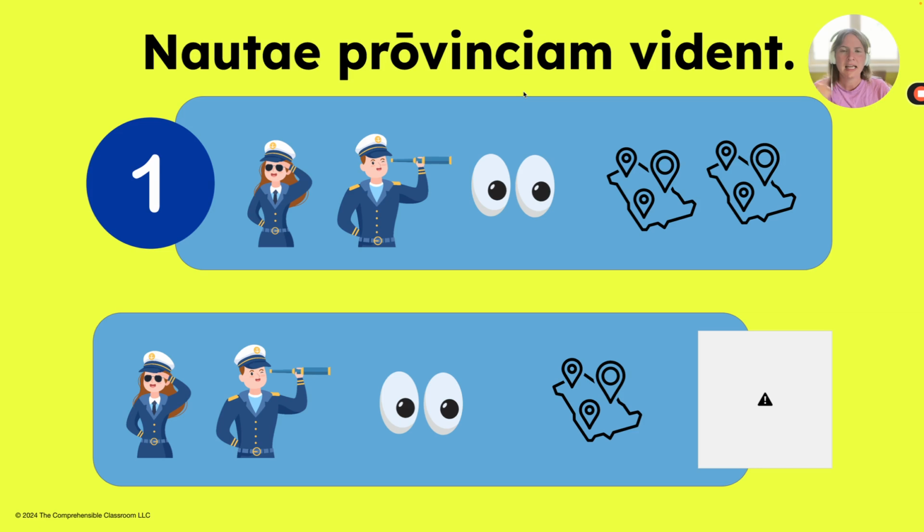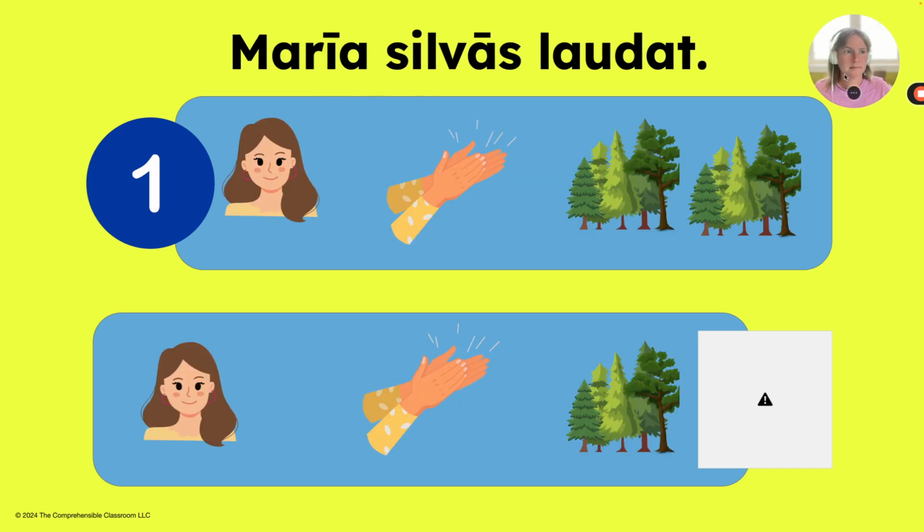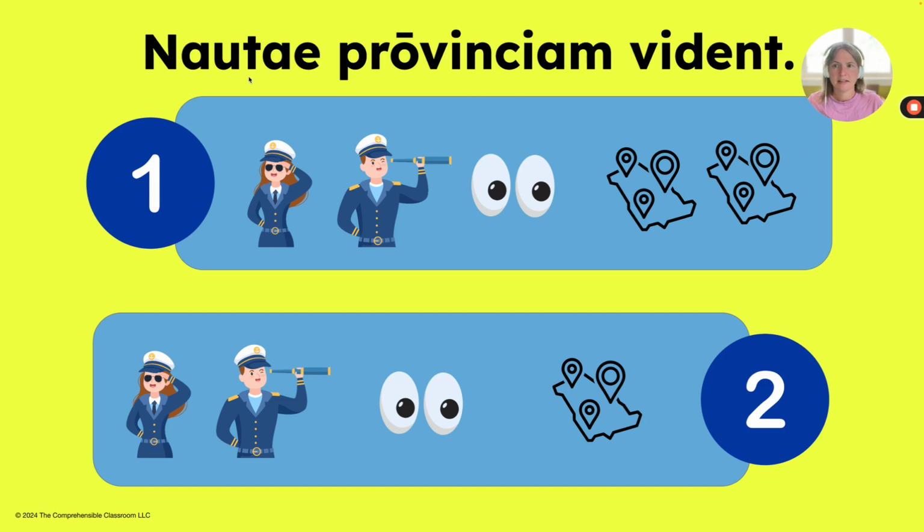provinciam. Now you have to figure out, is this one or two provinces that are being seen? One or two? How can we know? If you guessed the first one, then you are correct. Nautai provinciam vident, because provinciam means just one province. If it was more than one, it would be provincias. The sailors see the province. Nautai provinciam vident. So Nautai provinciam vident is this one. The sailors see the province, singular.